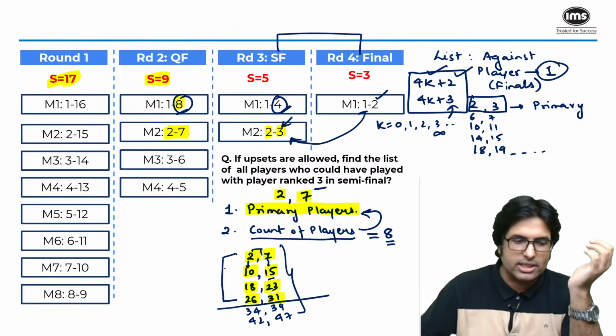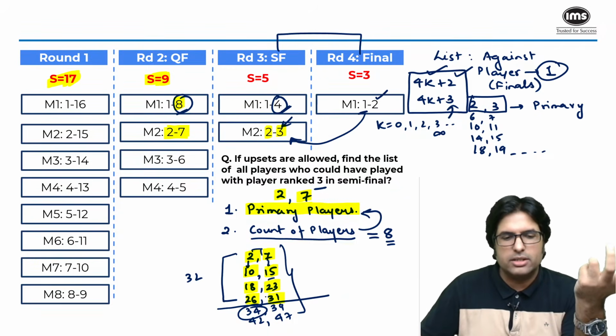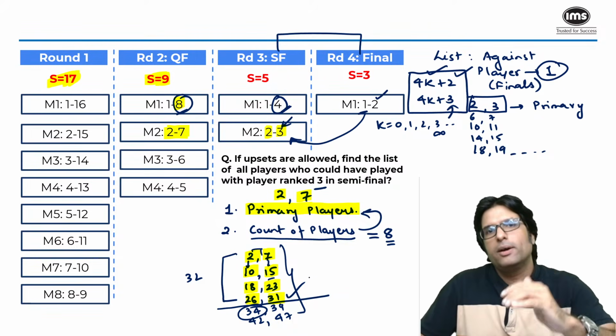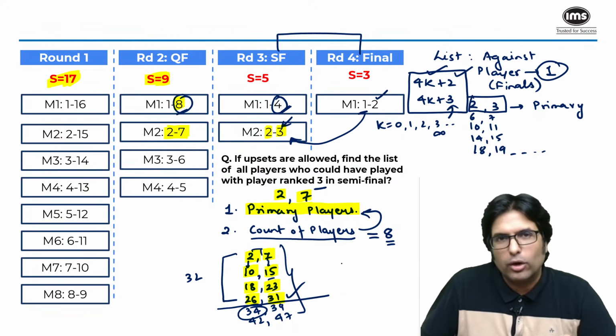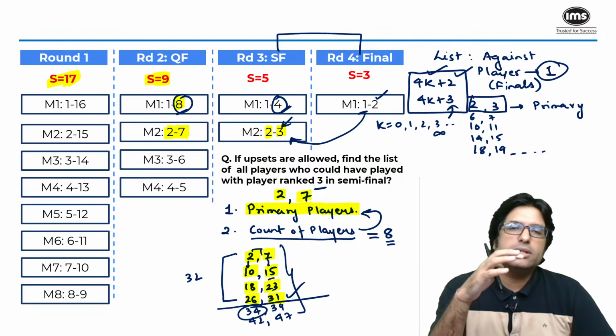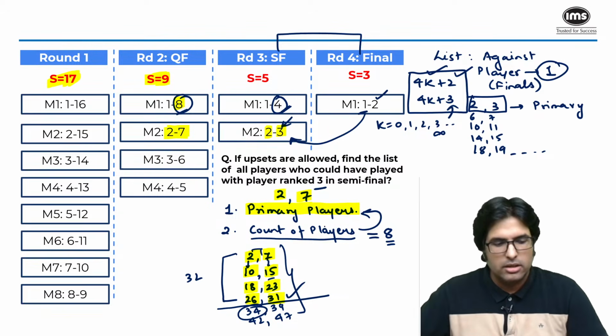So if there are, for example, 32 players, please don't say that player rank 34 would also play. Obviously, player rank 34 is not a part of the list. So we'll have this list till 31. So stop when you reach the cutoff of the total number of players available. And now you could answer all such variety of questions that could possibly get asked based on this.